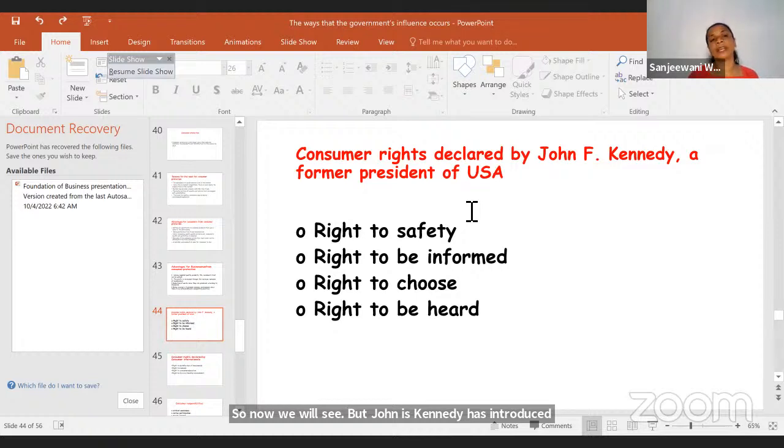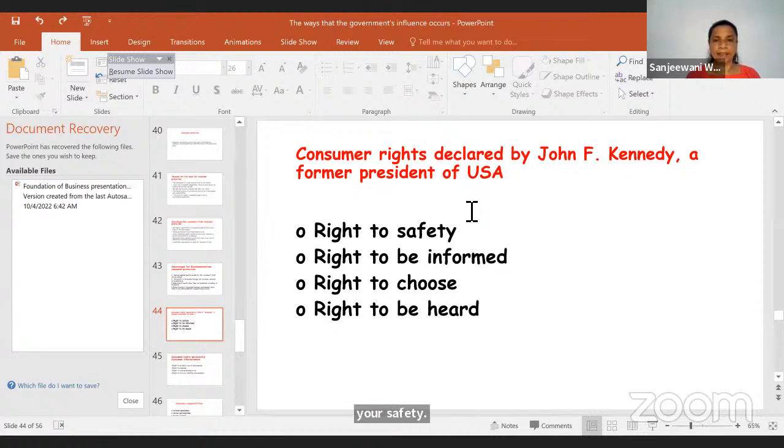So now these are the consumer rights that he has put forward. Right to safety. So what is right to safety? What do you mean by right to safety? Children, consumers now use numerous goods and services, right? So then you have a right to select goods or services which will be appropriate for your health and for your safety. That is the right to safety.